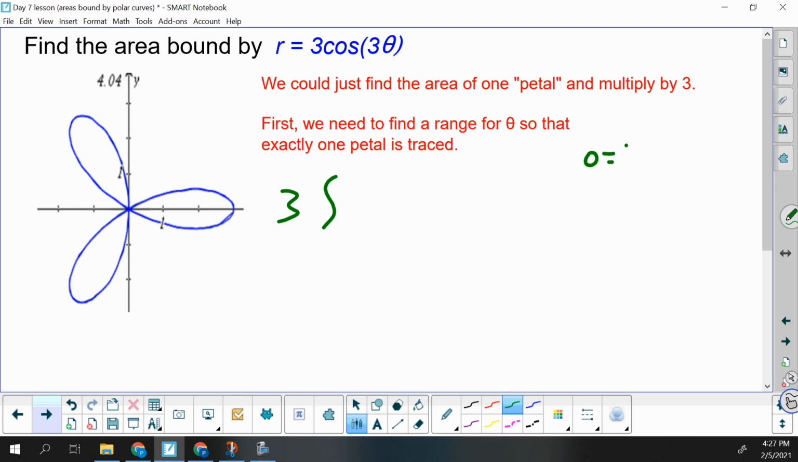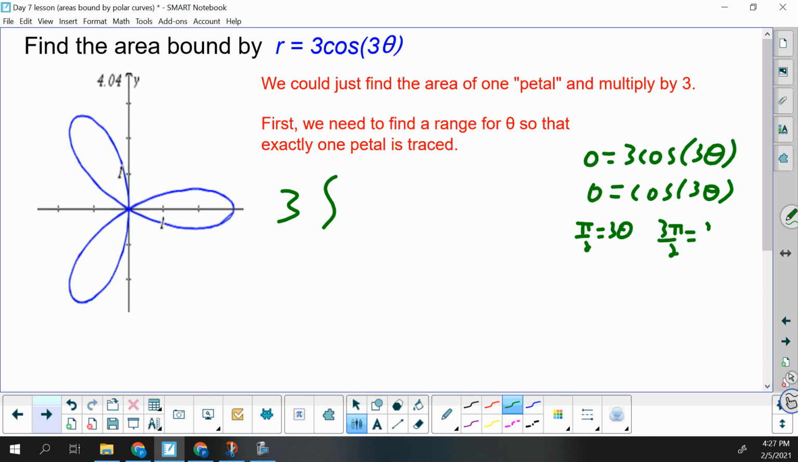So we can do 0 equals 3 cos of 3 theta. Well, that's 0 equals cos 3 theta. And cos is equal to 0 at all the odd pi over 2's. So we'll have pi over 2 equals 3 theta. We'll have 3 pi over 2 equals 3 theta. If we go the other direction, minus pi over 2 is equal to 3 theta. So theta would equal negative pi over 6. Theta would equal pi over 6. Theta would equal pi over 2.